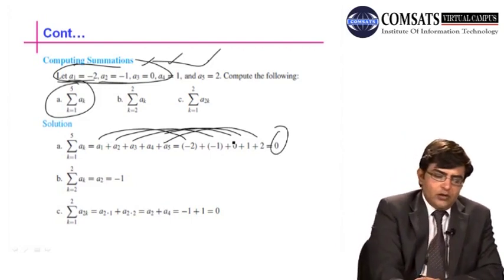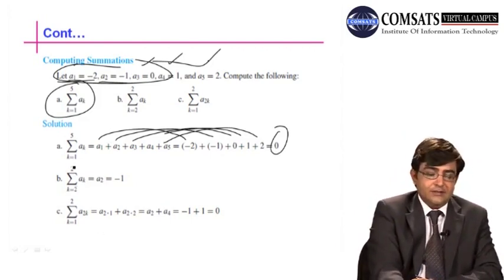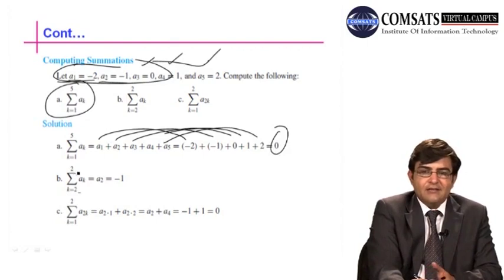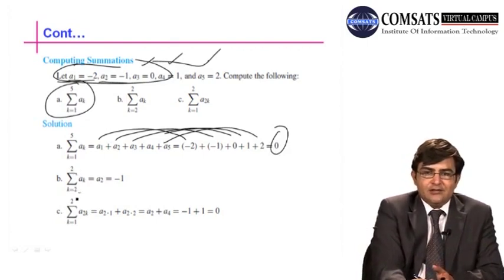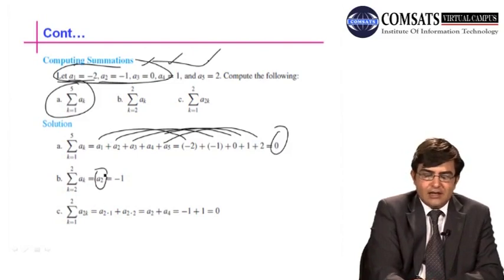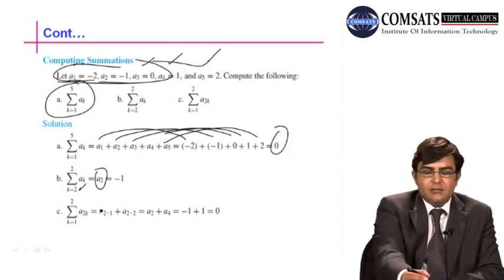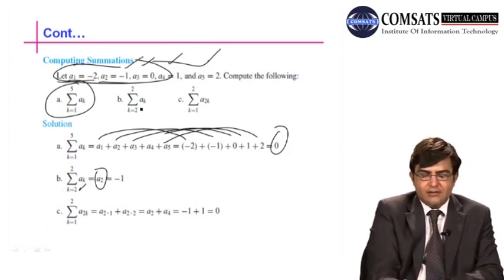Now, what happens if we have k equal to 2 to 2? What does it mean? It means k can vary from 2 to 2. It means k can take only the value 2. Summation k from 2 to 2 of ak is equal to only a2, because k can take value 2, and a2 is -1, so we obtain -1.